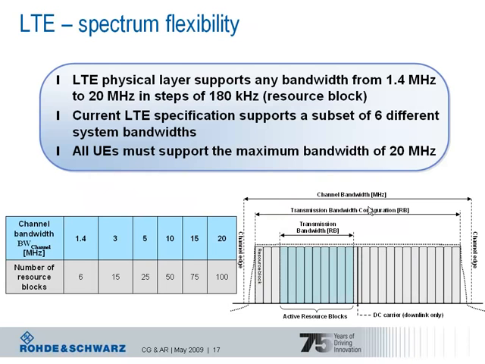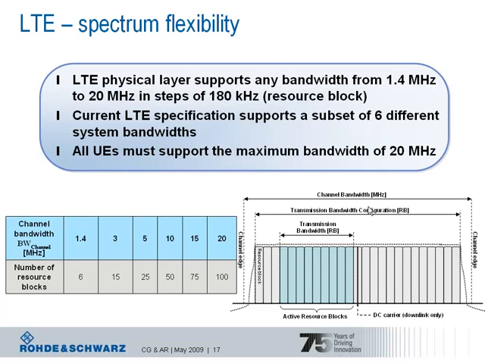Now let's have a closer look at the spectrum flexibility in LTE. We have seen that the physical layer supports any bandwidths from 1.4 MHz to 20 MHz in steps of 180 kHz, which is the resource block definition. But we've also seen that the current LTE specifications support a subset of 6 different system bandwidths for FDD and TDD, as they are also shown in the table. So these values of 1.4 up to 20 MHz, each corresponding to a certain number of resource blocks.